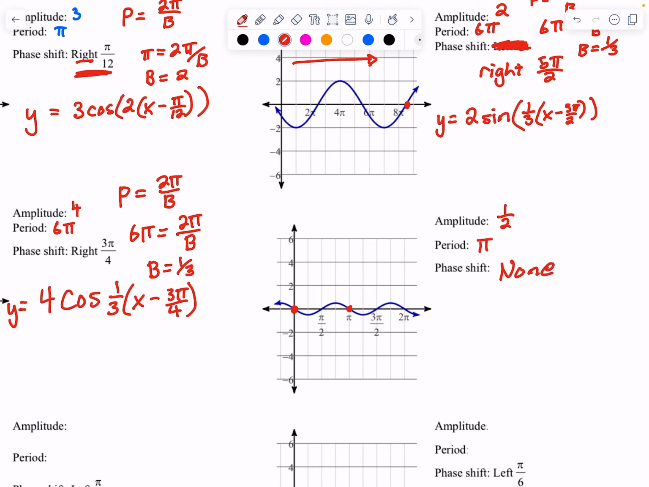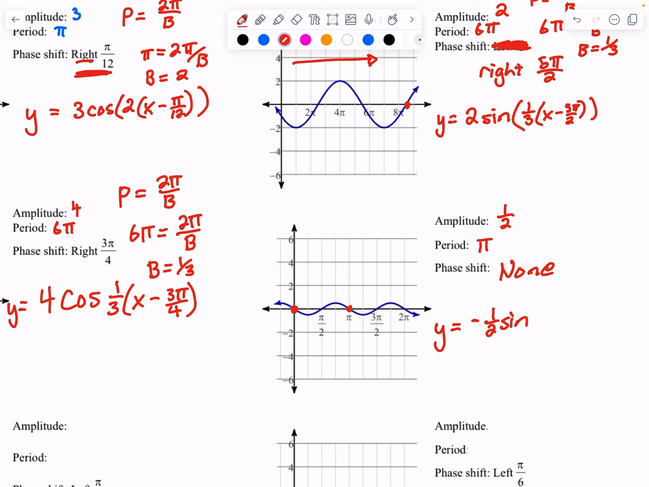And I'm going to go ahead and take my sine function because it starts on the midline. I know that the amplitude is 1/2. And then I want it to go down first instead of up. This is how we determine the sign. Normal sine would go up, but this one goes down. So I'm going to throw a negative there.